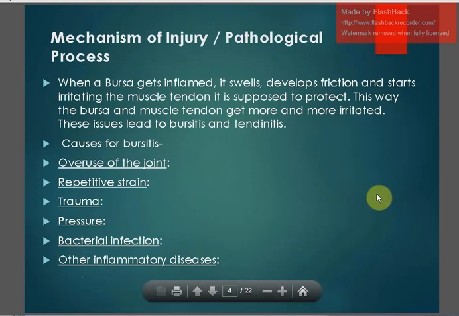The mechanism of injury, or the pathological process. First, the bursa gets inflamed, it swells, develops friction, and starts irritating the muscle tendon it is supposed to protect. The main function normally is to protect the muscle tendon and reduce the friction. But when it is inflamed, it in turn irritates the muscle tendon. This way, the bursa and the muscle tendon get more and more irritated, leading to bursitis and sometimes tendinitis. Causes are overuse of the joint, repetitive strain, trauma, pressure, bacterial infection, and other inflammatory disease.